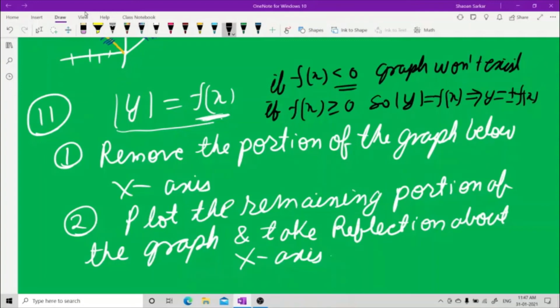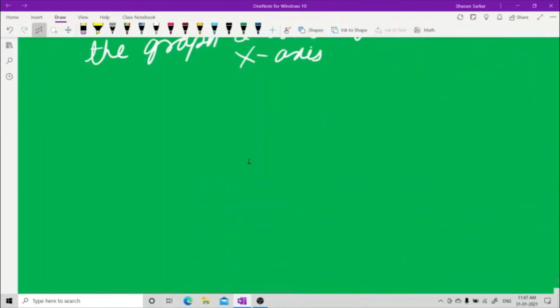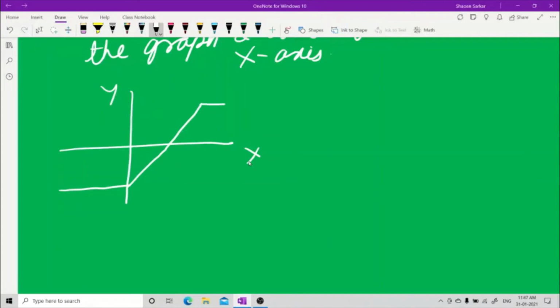See, if f(x) is less than 0, I'll explain with an example. Suppose I have this example. Let us say this curve, with x-axis and y-axis. Now this is y equal to f(x). Now they are saying |y| equals f(x), this I want. So I'll neglect the portion below the x-axis. This whole portion will be neglected.